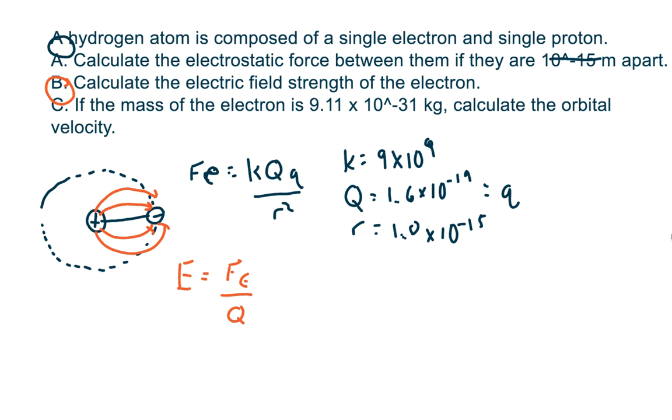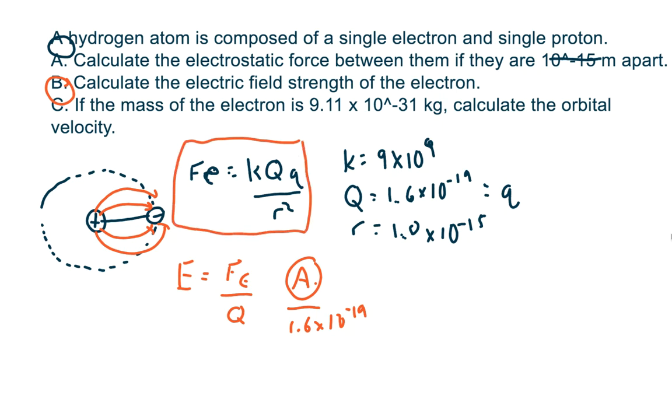The way what you do is just you take the force that you calculated in question A and divide it by the charge of the electron, which is 1.6 times 10 to the minus 19th coulombs. And you got your electric field strength. Or you can calculate this force again and just put 1 in for one of the Q's. That would also get you the right answer.